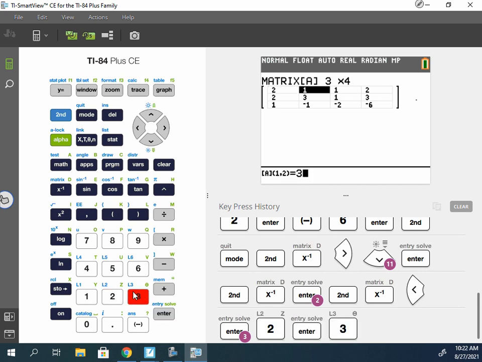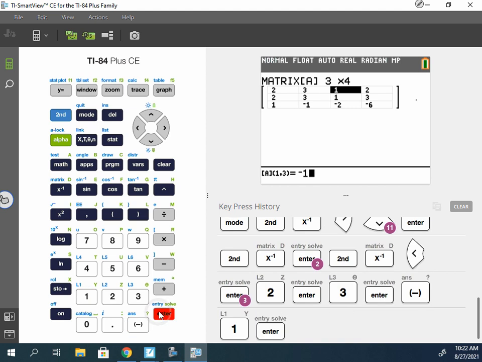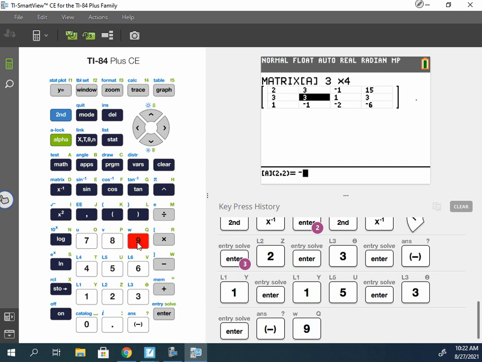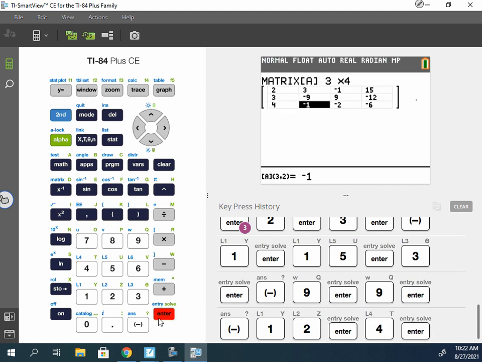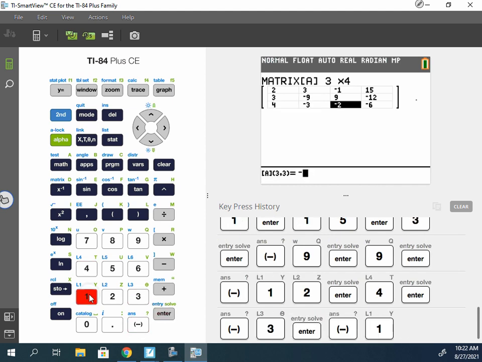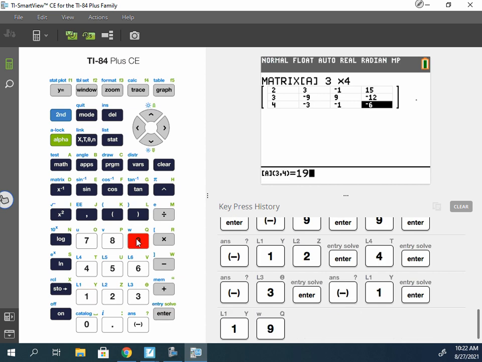2, 3, -1, 15, 3, -9, 9, -12, 4, -3, -1, and 19.